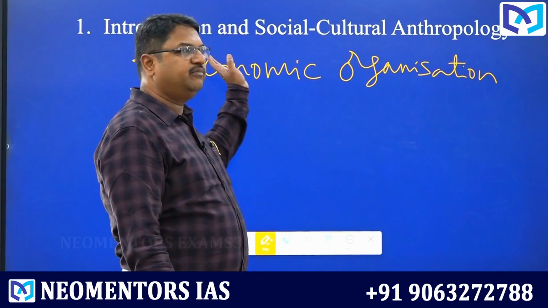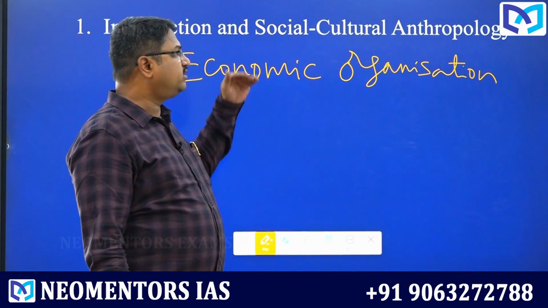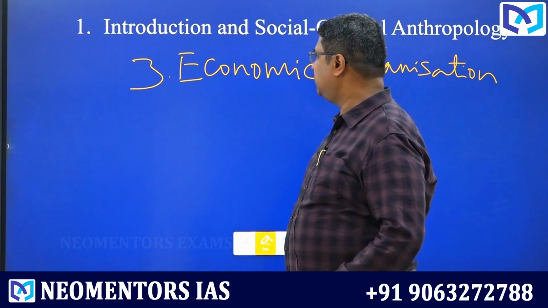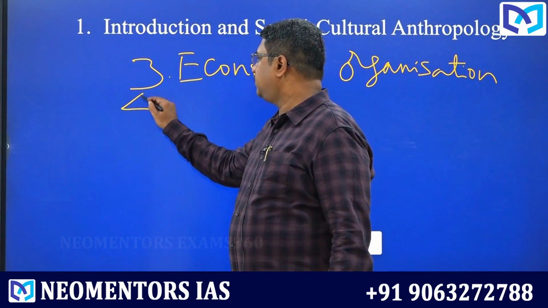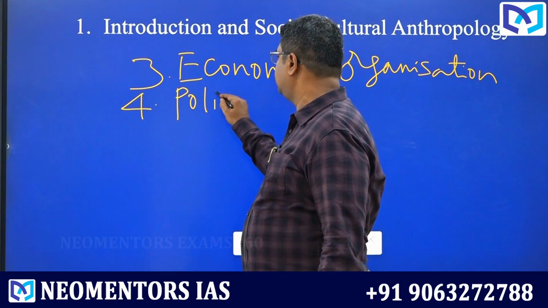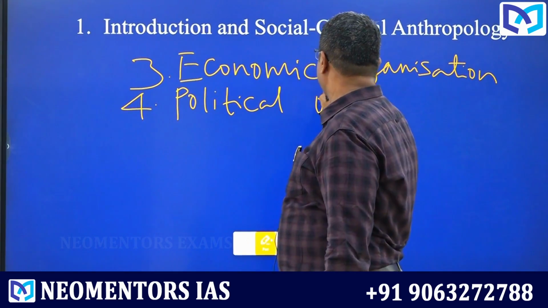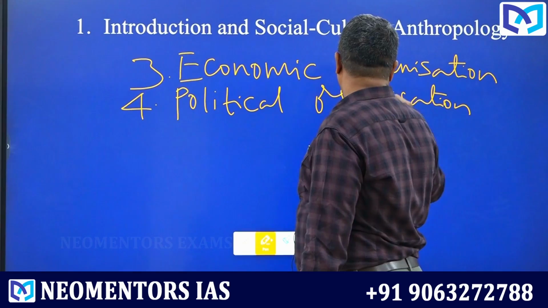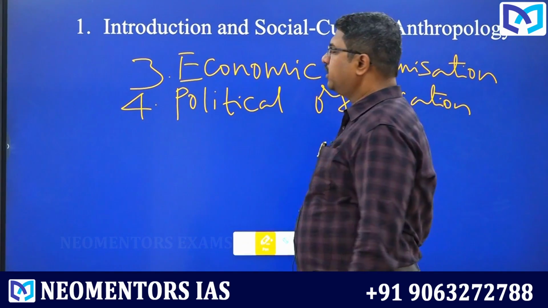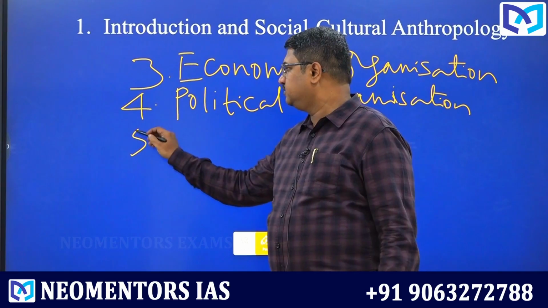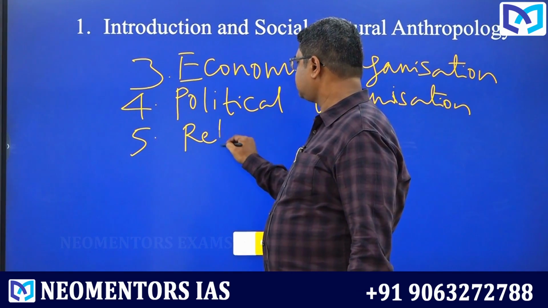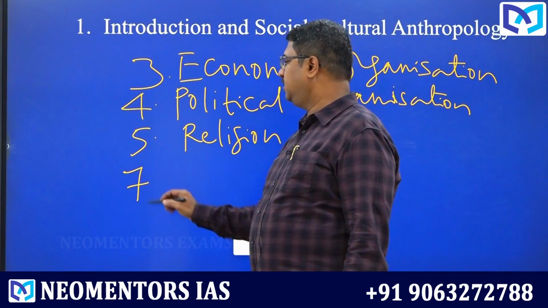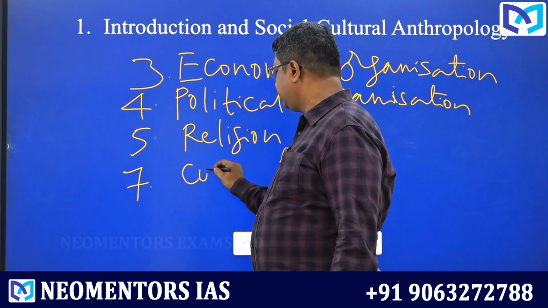Now the introduction is done. Chapter 1 itself has covered that. From 2 and 3 onwards, we have this social cultural part. Chapter 3 deals with economic organization. Chapter 4 deals with political organization and social control. There is another term associated with this. Political organization and social control. Chapter 5 is religion. And chapter 7, we will enter into chapter 7 where it deals with culture, language and communication.